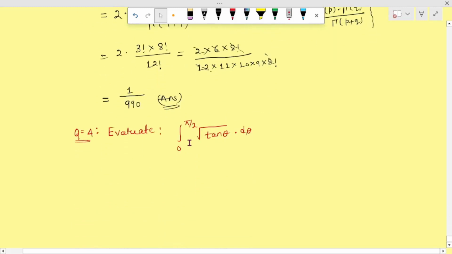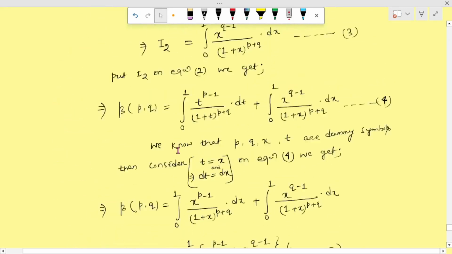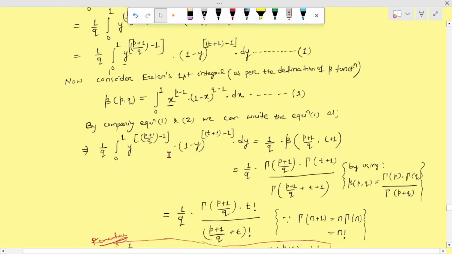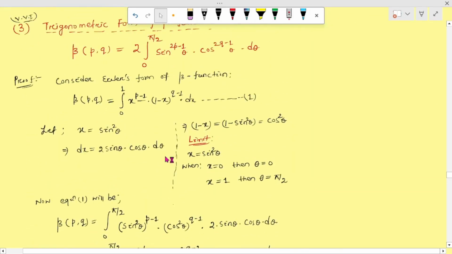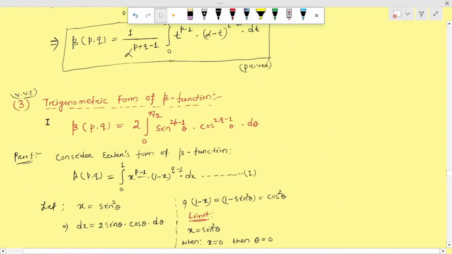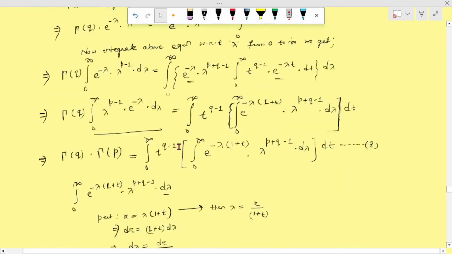Next question, question number 4. We have to evaluate this integral, from 0 to pi by 2, root over tan theta d theta. This is a trigonometric function, so this question will be solved by using the trigonometric form of beta function. Last class we proved that too. We are going to use this form of beta function to solve question number 4.